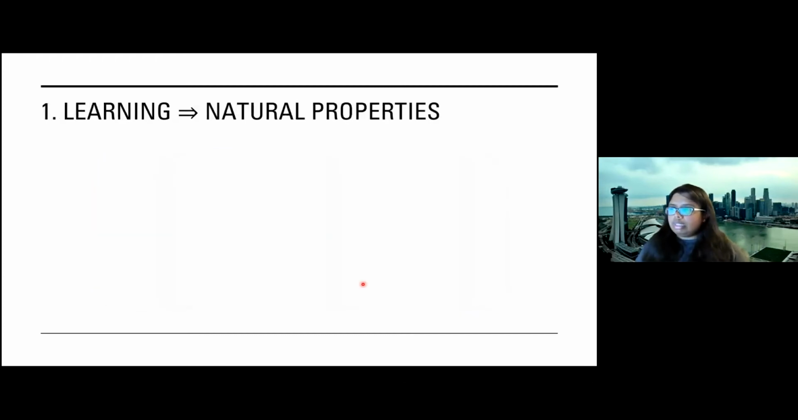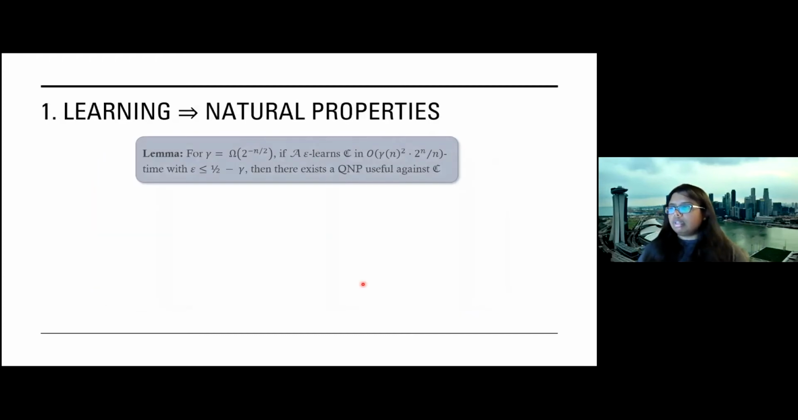So how do we essentially use this? The lemma says that for some gamma that is Ω(2^(-n/2)), if I have a learning algorithm that epsilon-learns the circuit class in this amount of time, then there is a quantum natural property that is useful against the circuit class.